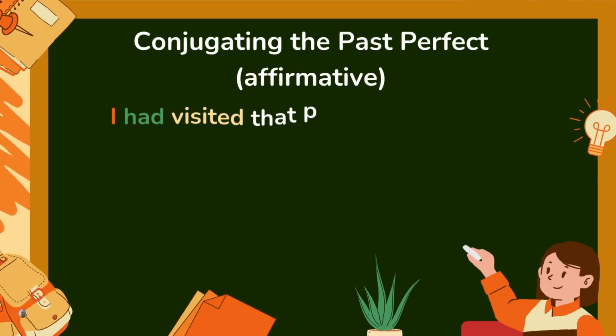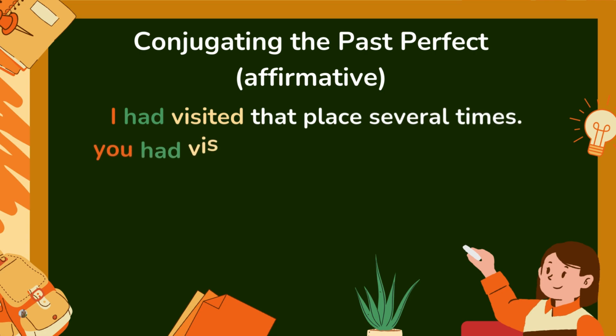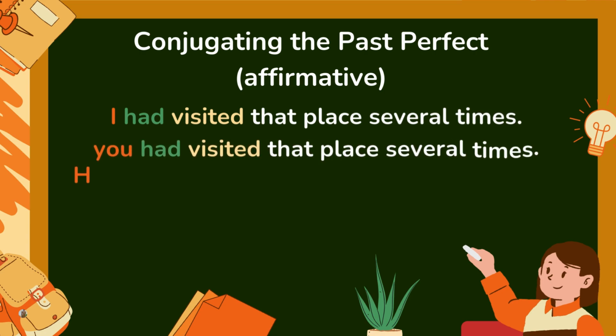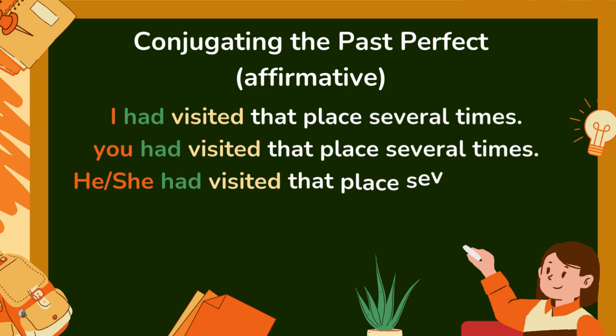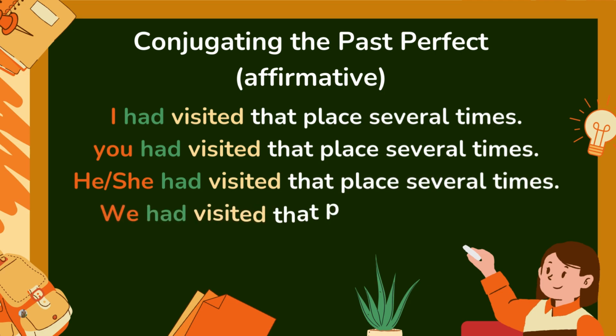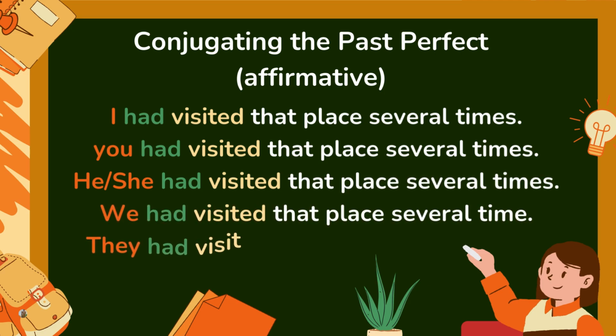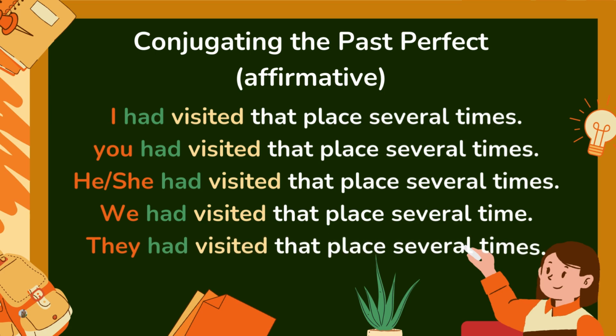Conjugating the past perfect affirmative. Some examples are I had visited that place several times. You had visited that place several times. He or she had visited that place several times. We had visited that place several times. They had visited that place several times.